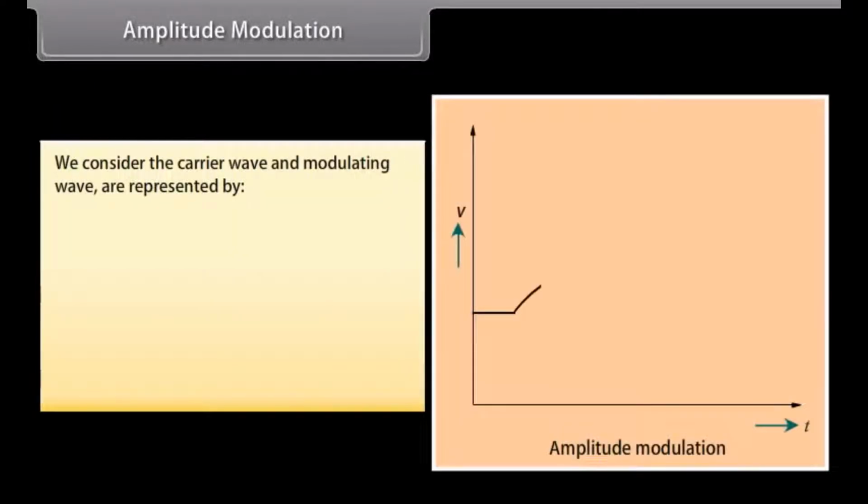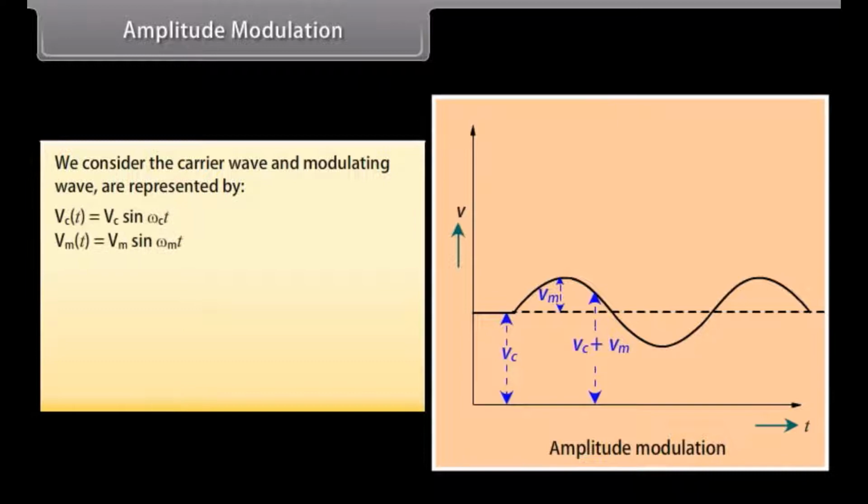Amplitude modulation. We consider the carrier wave and modulating wave are represented by Vc(t) = Vc sin ωc t, and Vm(t) = Vm sin ωm t.